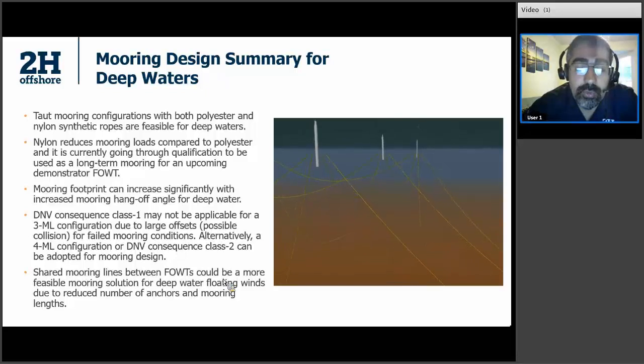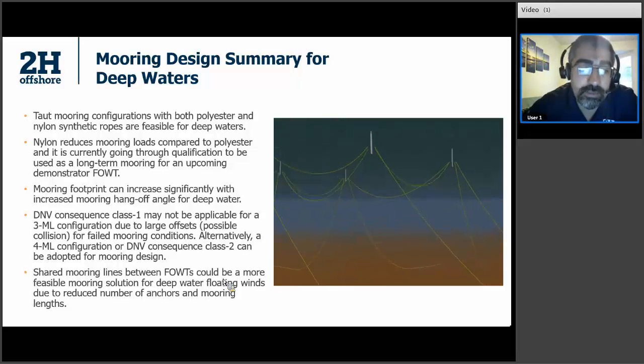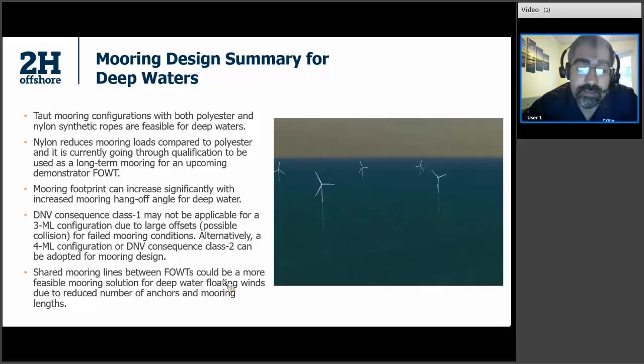So there are two ways to mitigate that problem. One of them is addition of one more mooring line with a 4 mooring line configuration, and you can still use consequence class 1 because of eliminating the risk of collision. Or, if we are using a 3 mooring line system, we have to use consequence class 2 with higher factors of safety.